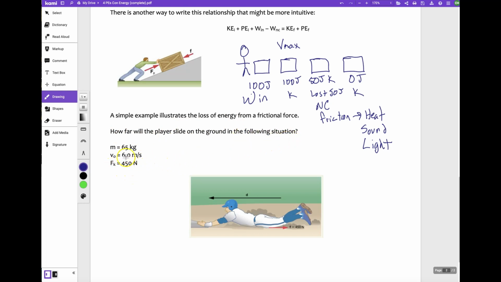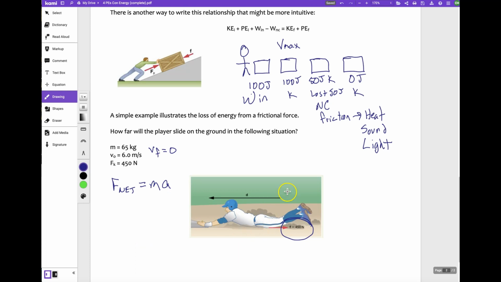So they've got the mass of the person is 65, the velocity is 6, and we know that our final velocity here is equal to 0. The force of friction on this person is 450 newtons. So what we can do is say that's the only force, and it's going to slow the person down. If that's the force, and we know the mass of the person is 65, we can find the acceleration of the person. So the net force on this person is equal to the person's mass times their acceleration.